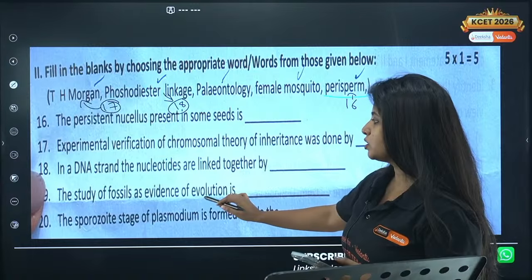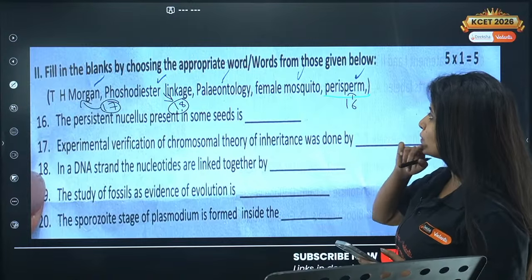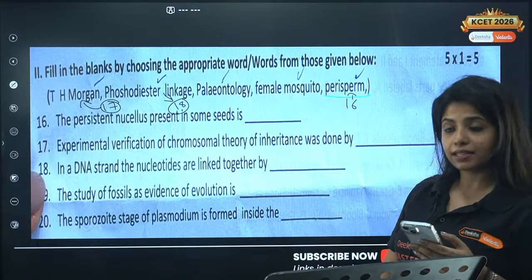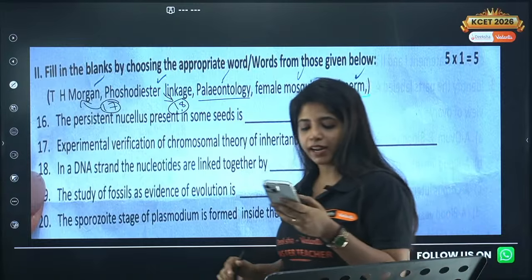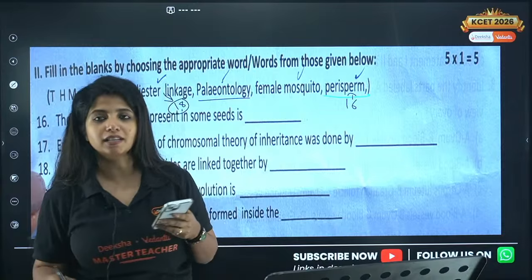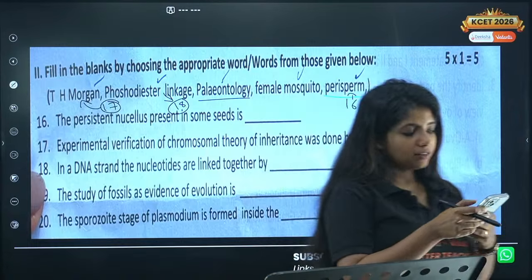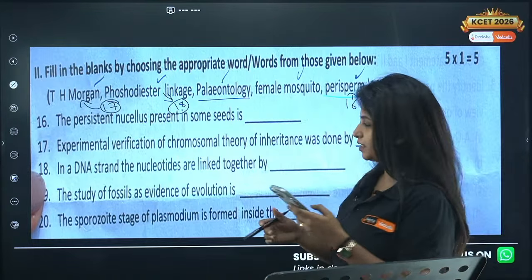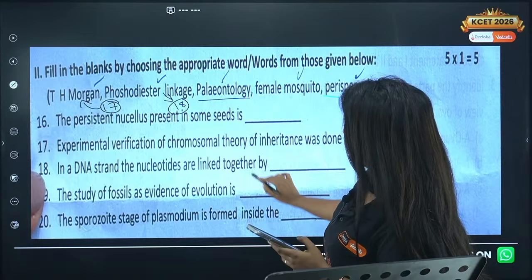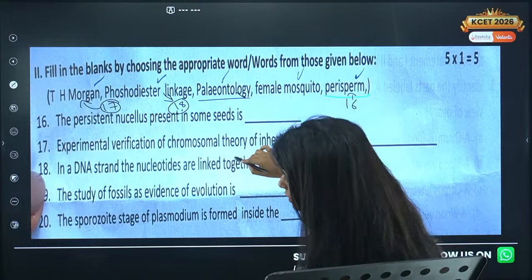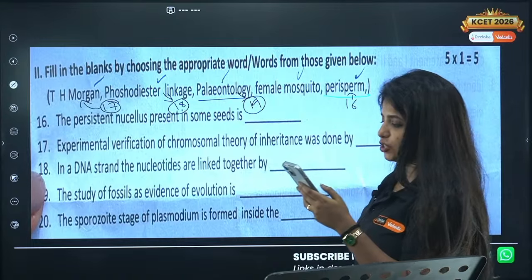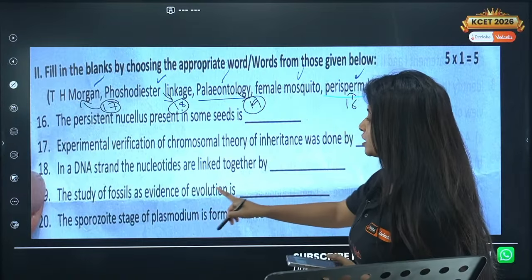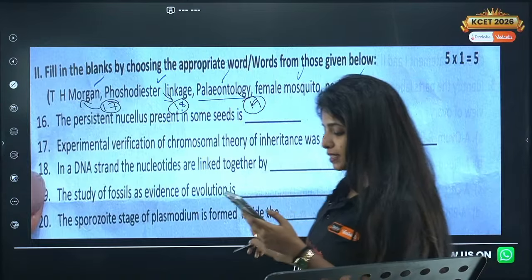The study of fossils as evidence of evolution is known as paleontology. If at all there are any Friends series fans up there, you know that Ross was a paleontologist, right? He studied fossils. So your answer for the 19th question is paleontology.